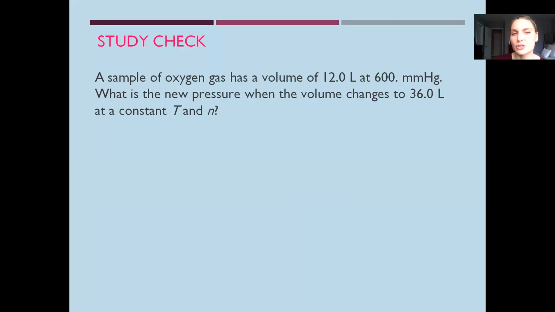A sample of oxygen has a volume of 12 liters at 600 millimeters of mercury. What is the new pressure when the volume changes to 36.0 liters at a constant temperature and n, which is the quantity, the moles that we're thinking about? Because it's telling us that we have constant temperature and constant moles, or constant n, we know we're dealing with Boyle's law. So again, if you ever have that moment where you're not sure what law it is, use that combined gas law.